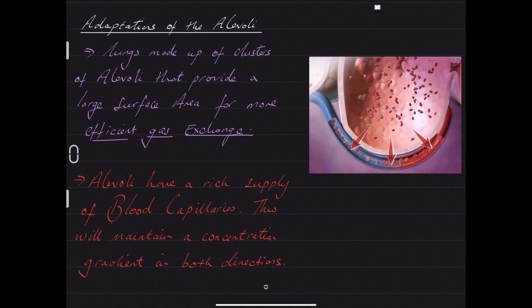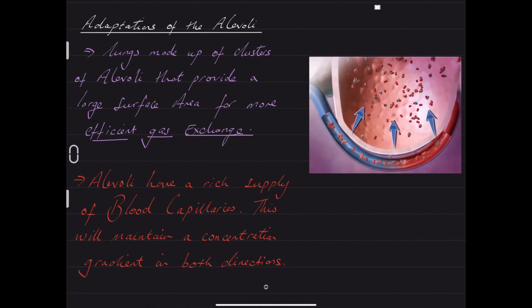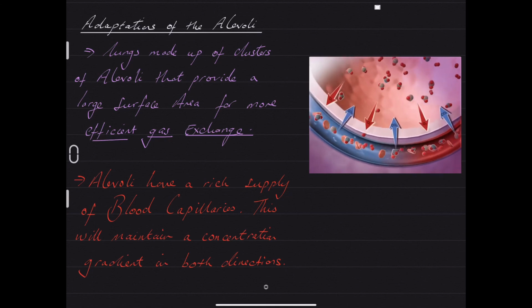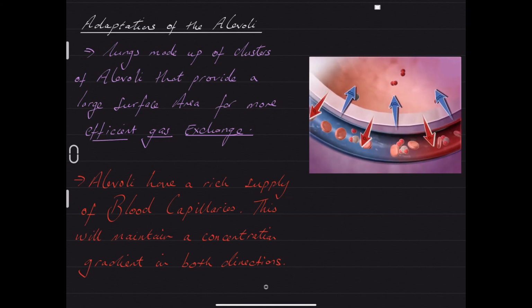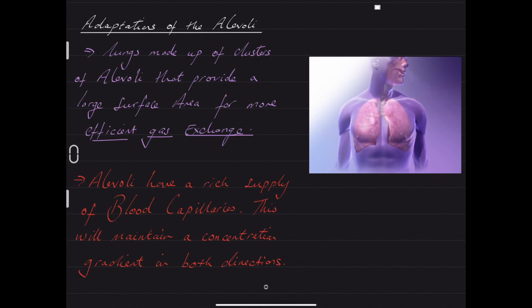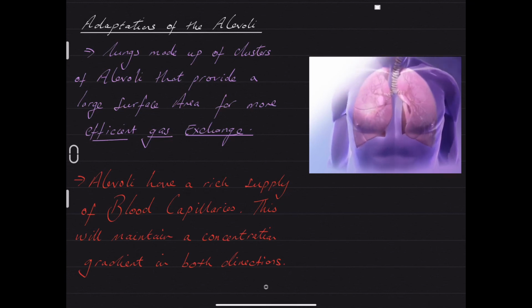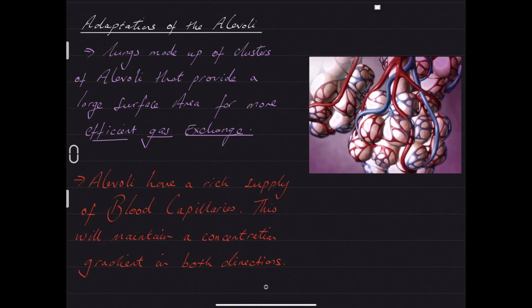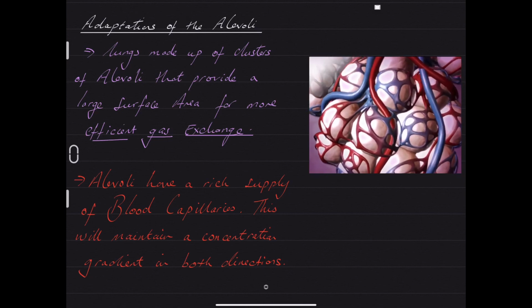One way in which we have a large surface area for efficient gas exchange to occur is by having a rich supply of blood capillaries in the alveoli. And alveolus is singular, and alveoli is a group of these clusters.